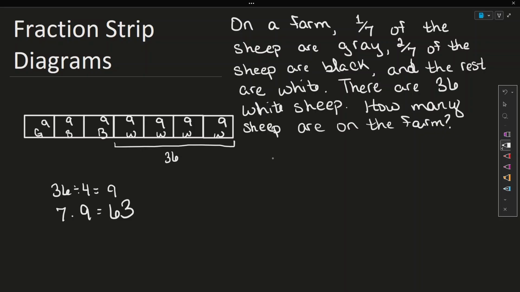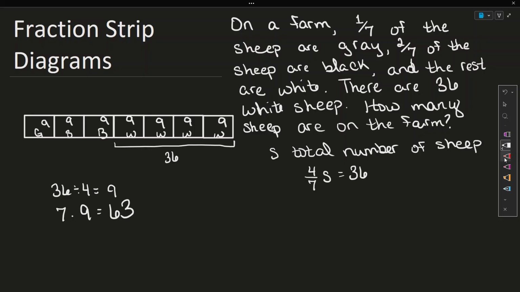Now let's solve with an equation. We're going to let S be the total number of sheep on the farm. So we know that we have accounted for 3/7, so the white sheep are going to be 4/7 of the sheep. So we know that 4/7 of the sheep needs to be equal to 36 for the 36 white sheep.